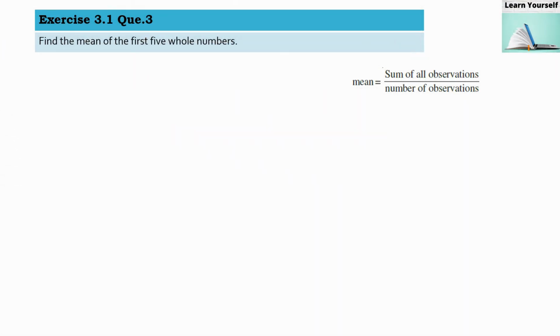Exercise 3.1, question number 3. Find the mean of first 5 whole numbers. Now this is our formula, that mean equals the sum of all the observations divided by the number of observations. First let us write the first 5 whole numbers.